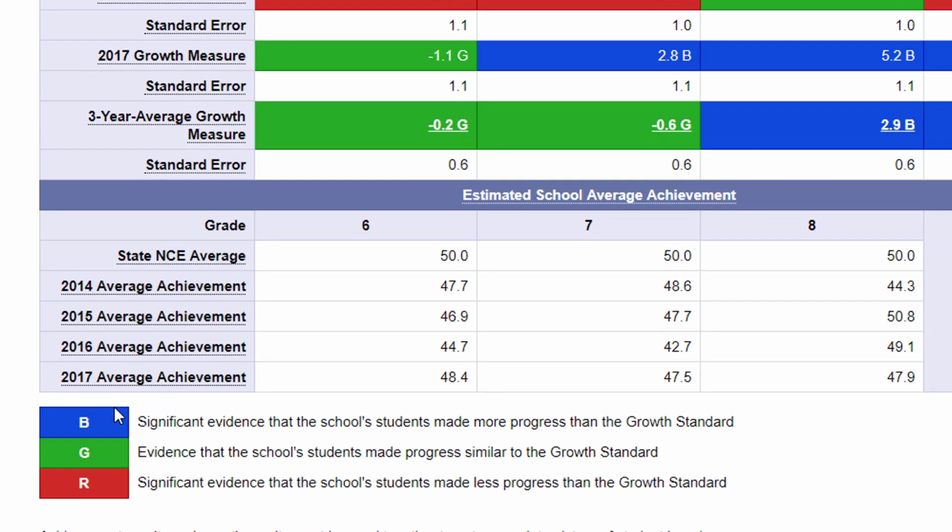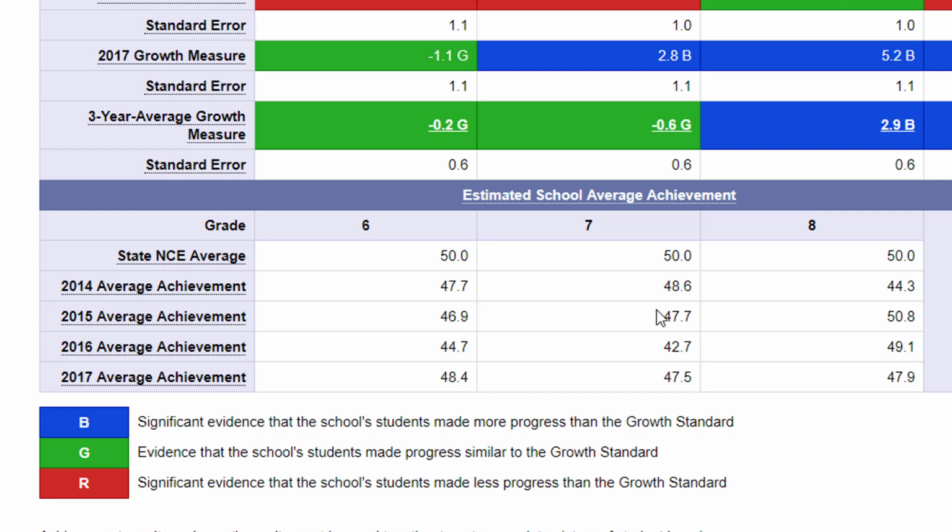Remember that blue is an indication that there was evidence that the school's students made more progress than the growth standard. Green means that the evidence shows that the school's students made progress similar to the growth standard, and red means that the school's students made less progress than the growth standard.